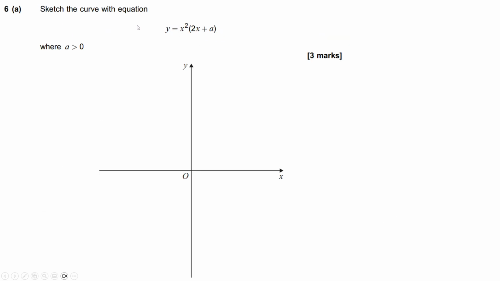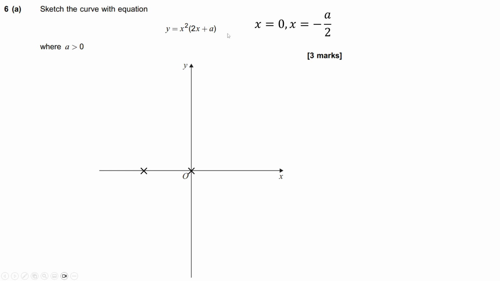We're sketching this curve. So we've got roots at x equals 0. This one here must be repeated. And then we've also got another root at x equals minus a over 2. If we just set that equal to 0, it's the line y equals 0 here. So we need to touch this point here once, so we need to touch this point here twice.